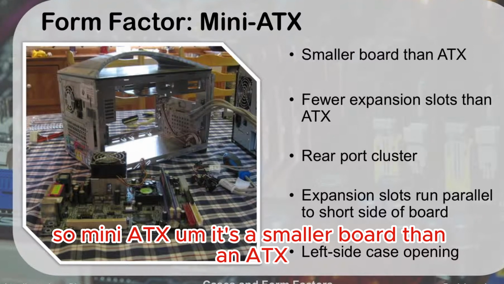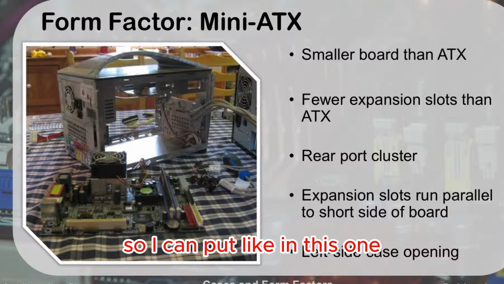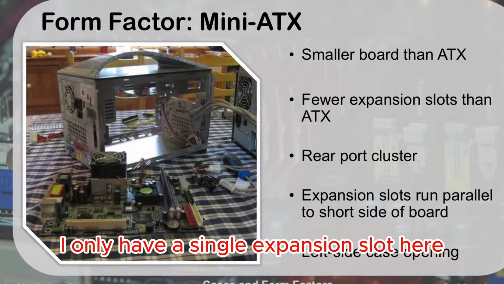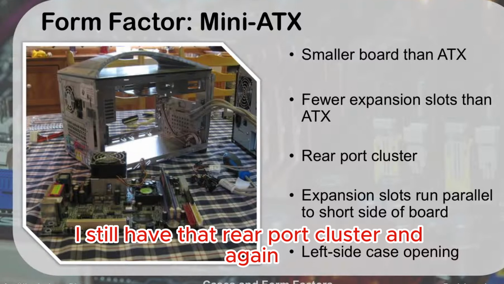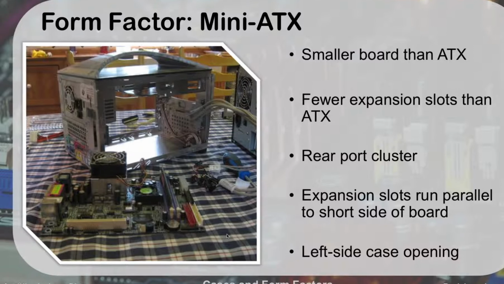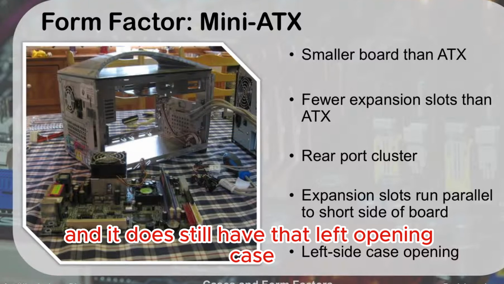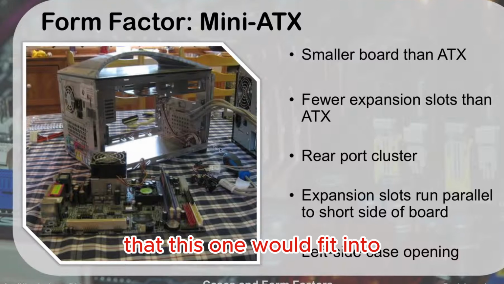So mini ATX. It's a smaller board than an ATX, but it has all the same type of stuff. It has fewer expansion slots, so in this one, you can see I only have a single expansion slot here for something like a graphics card or a modem. I still have that rear port cluster, and again, this is about half the size as the other one. The expansion slots still run parallel to the shorter side of the board, and it does still have that left opening case, and you can see this smaller form factor case here that this one would fit into.